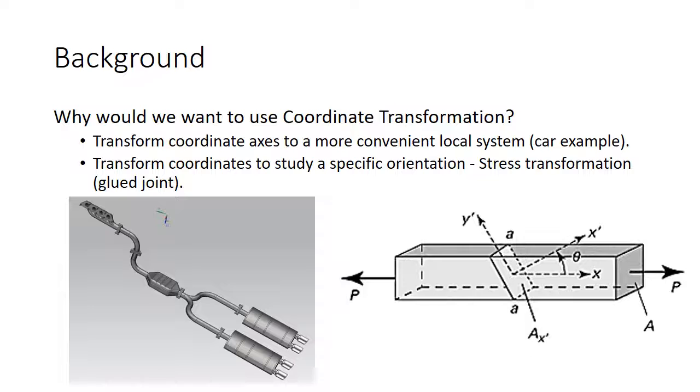Now, there are multiple reasons we might want to use a coordinate transformation. The first is for convenience. The original coordinates that you are given might not work well with the geometry of the objects you're dealing with. For example, car companies will have a global coordinate system for the entire vehicle, where the x direction is front to back, y is left to right, z is up and down, and the origin is at some point on the vehicle, such as the front center of the car or the center of gravity.